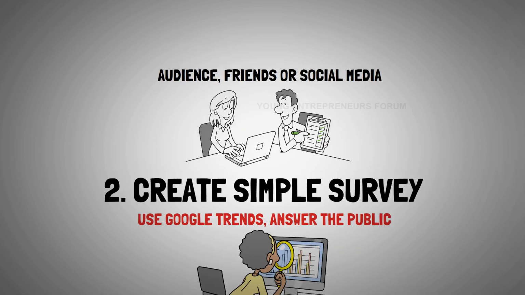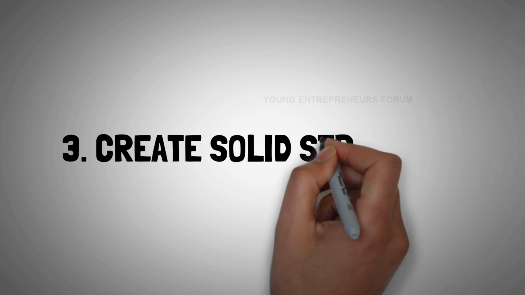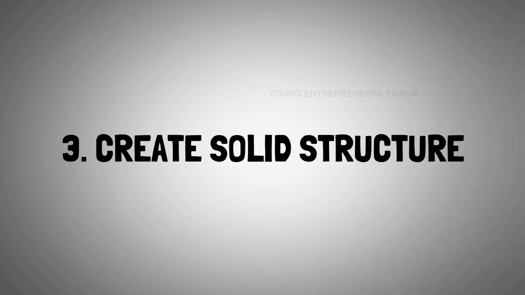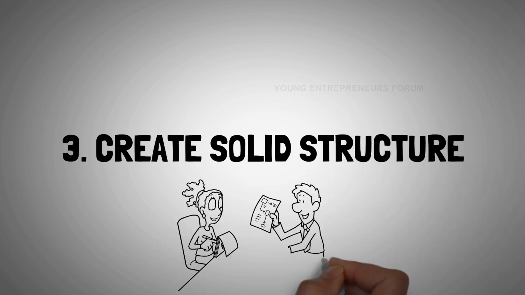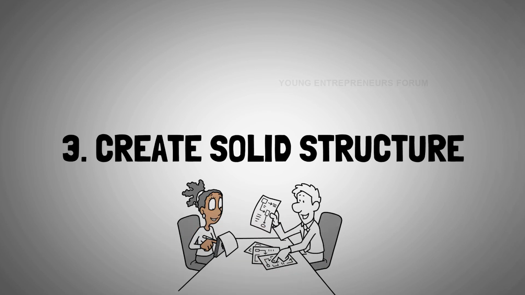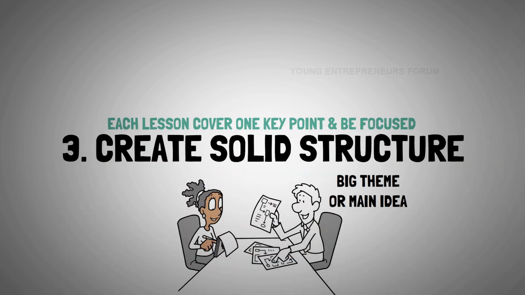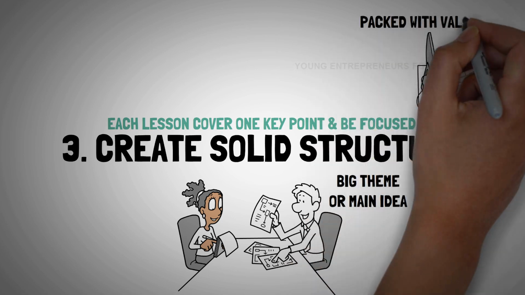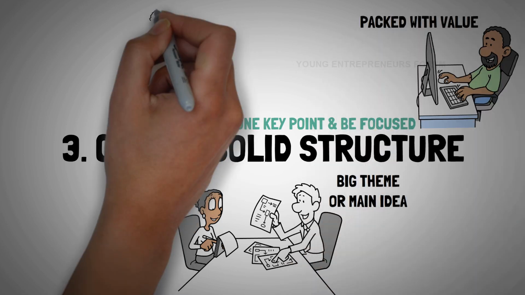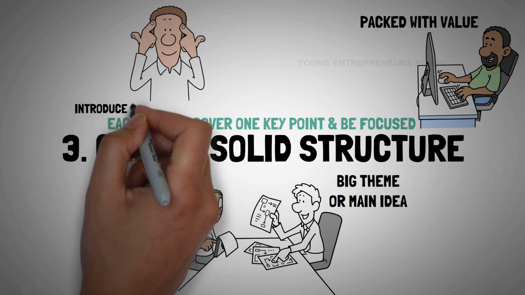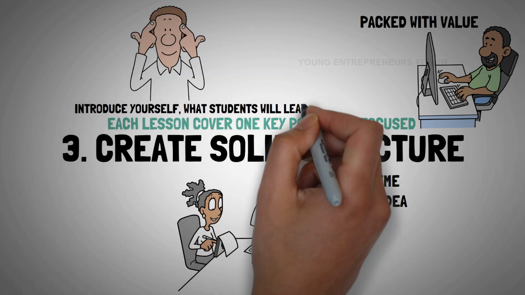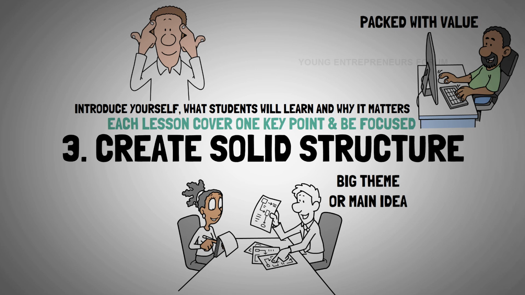Creating a solid structure for your course makes it easy for students to follow along and keeps them engaged from start to finish. Each section should tackle a big theme or a main idea related to your topic. Each lesson should cover one key point and be focused and actionable. You want your lessons to be bite-sized but packed with value. Finally, you'll want to create an introductory module to introduce yourself, what students will learn, and why it matters.